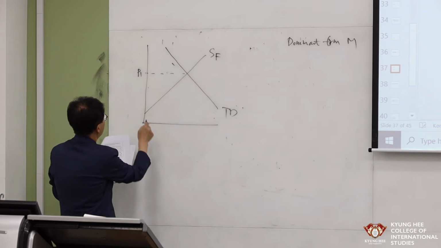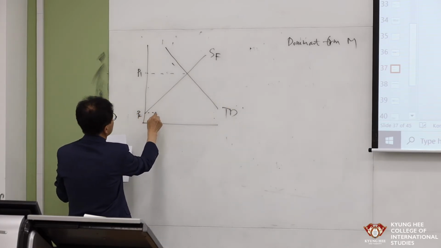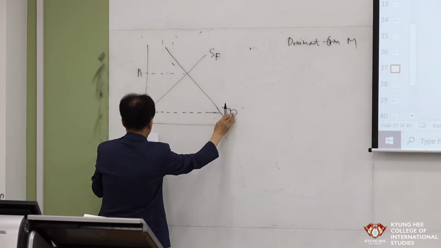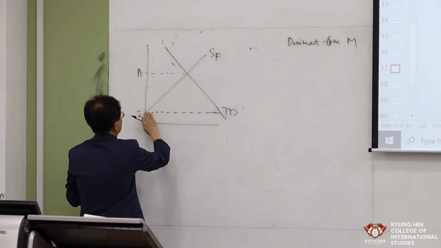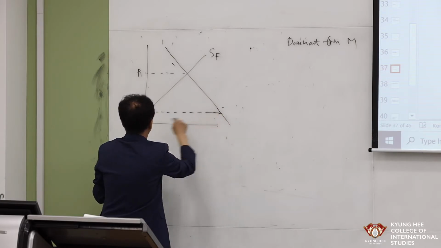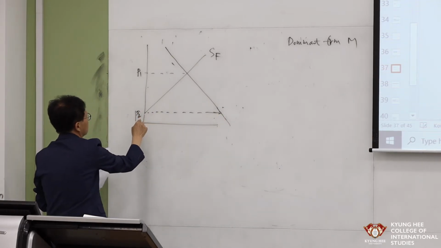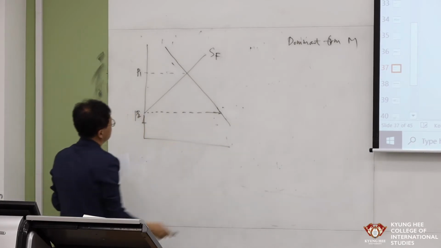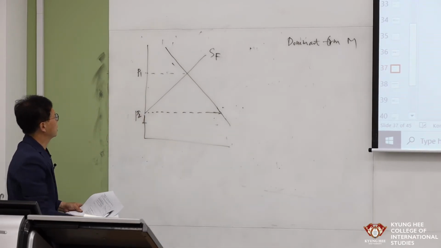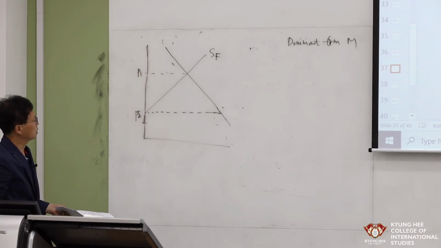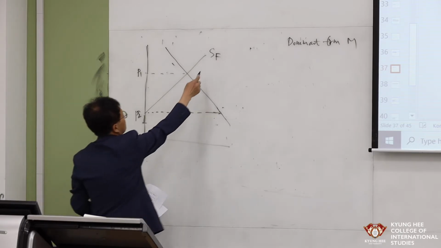Okay? And at this P2, lower than P2, fringe firms at this lower price, fringe firms do not want to supply at the market. Can you understand? That is supply.